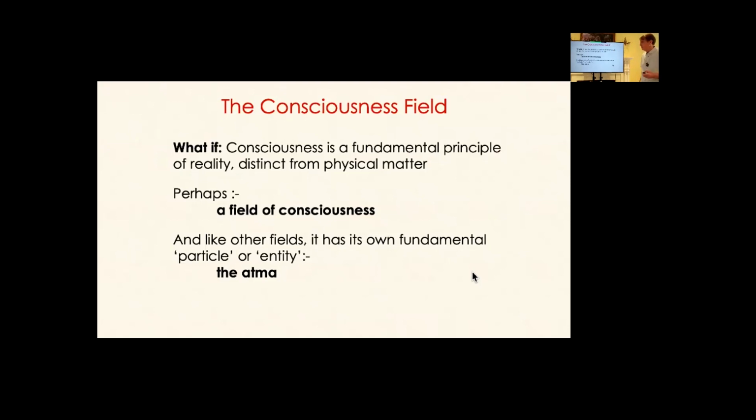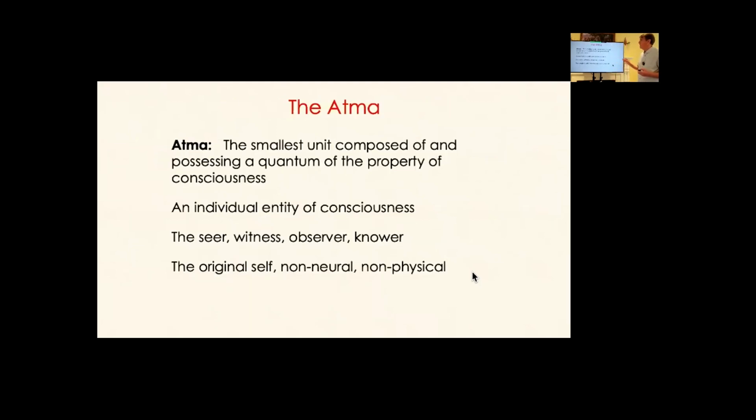Everything becomes a field. And like other fields, you have a fundamental particle or entity, and we're calling that the Atma. We use the word Atma because it has precision. So Atma is the smallest unit composed of and possessing a quantum of the property of consciousness. Does that help with that definition? Okay. And the Atma is an individual entity of consciousness.